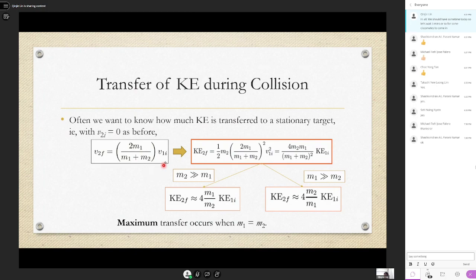For example, I'll use this one. We talk about kinetic energy, so that's why half mv square will come in. Basically half mv square, then the v square, you substitute this V2F inside. This is what you will get.